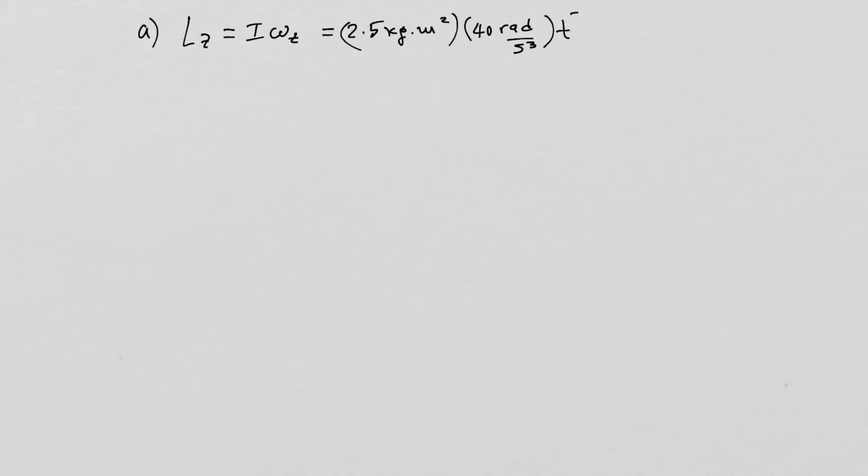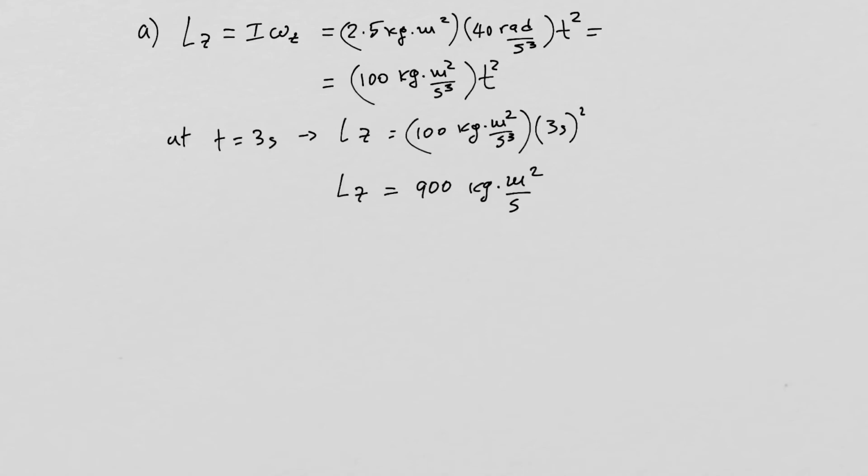So let's start with part A. I know that the angular momentum Lz is equal to the product of the moment of inertia and the angular velocity omega z. I know the values of both quantities, so that is 2.5 kilograms meters squared times 40 radians per second to the third power times t squared, which gives me 100 kilograms meters squared per second to the third power times t squared.